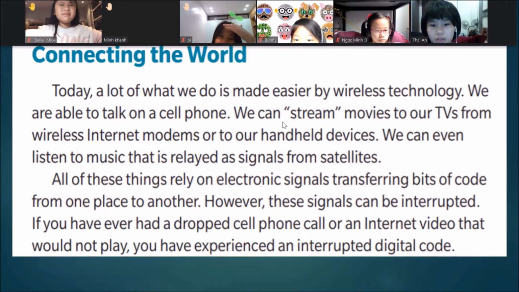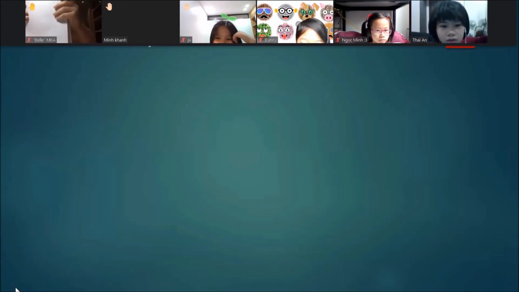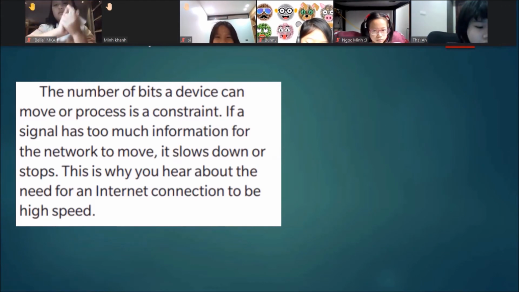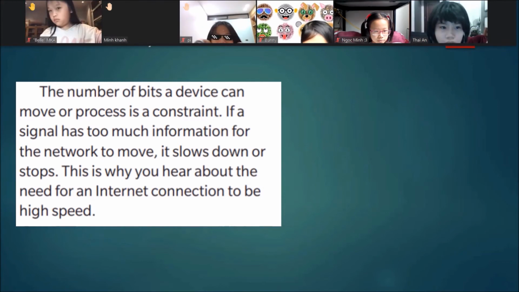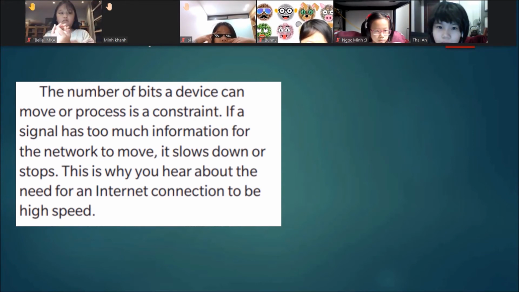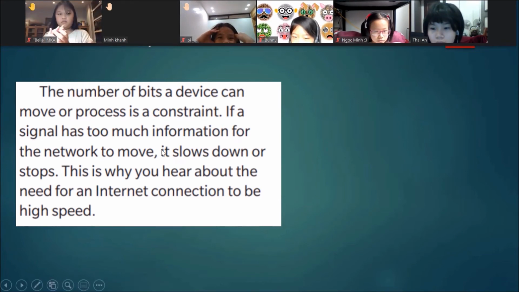Okay. We're going to have a look here. What happens if the binary code won't transfer? So the number of bits a device can move or process is a constraint. Well, constraints are limits. Okay. So the number of bits a device can move or process is a limit. If a signal has too much information for the network to move, it slows down or stops. This is why you hear about the need for an internet connection to be high speed.